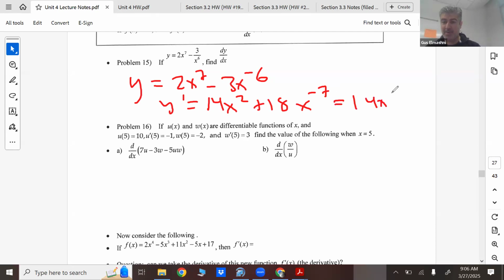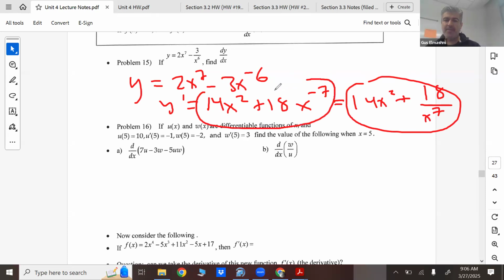Basic arithmetic, guys. Gotta be careful. If you want to write like this at the end, go for it. I don't really care. This is fine also. Either way is fine.